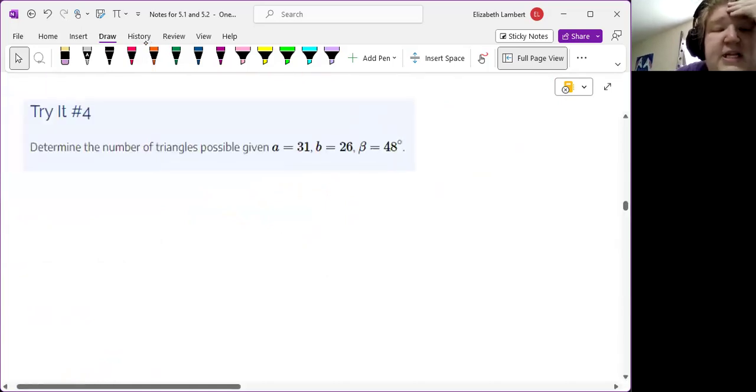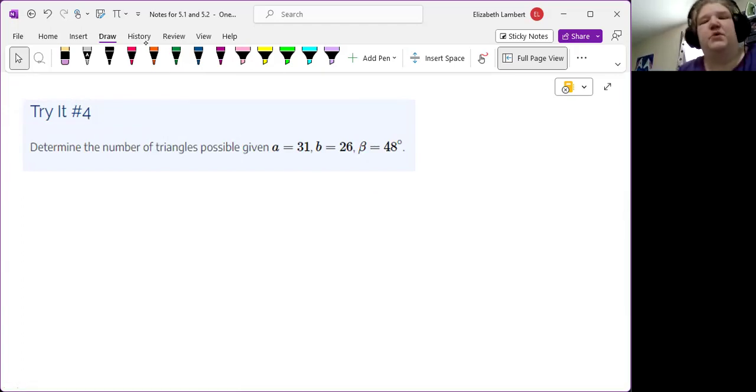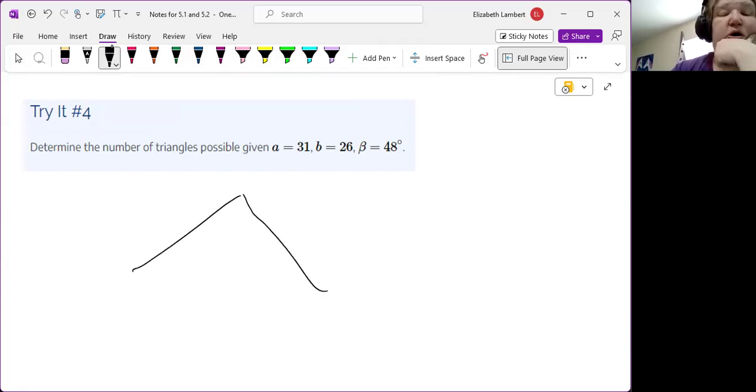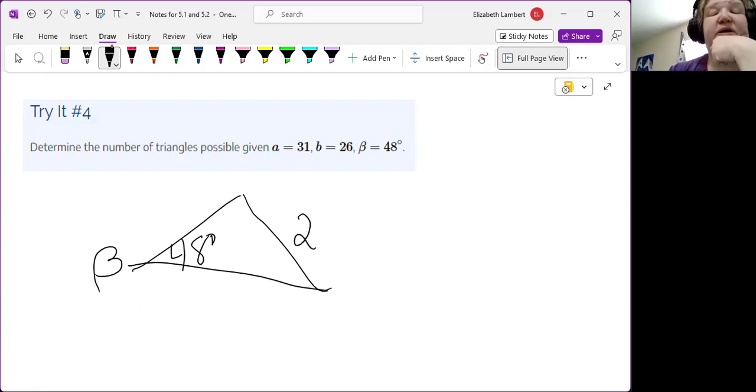All right, one more. Determine the number of triangles possible. So we don't actually have to produce them. We just need to label things. Ah, they're trying to trick us though. Instead of giving us angle alpha, they gave us angle beta. All right, so let's draw our silly looking triangle. Beta is 48 degrees. The side opposite beta is B, which is 26. I guess we'll put alpha down there and gamma up here. And the side opposite alpha is 31.